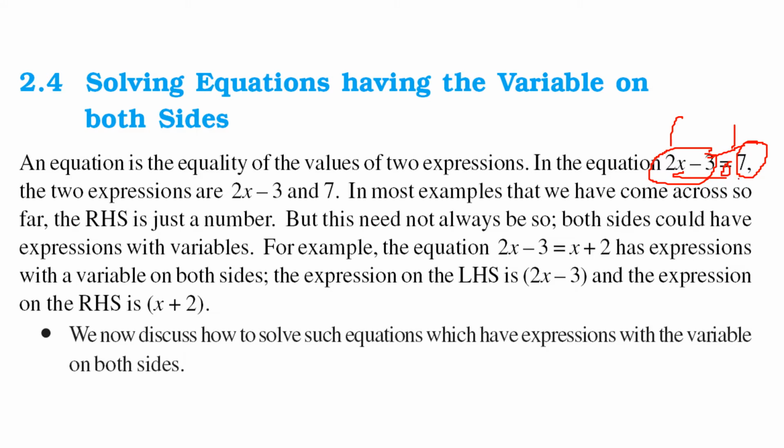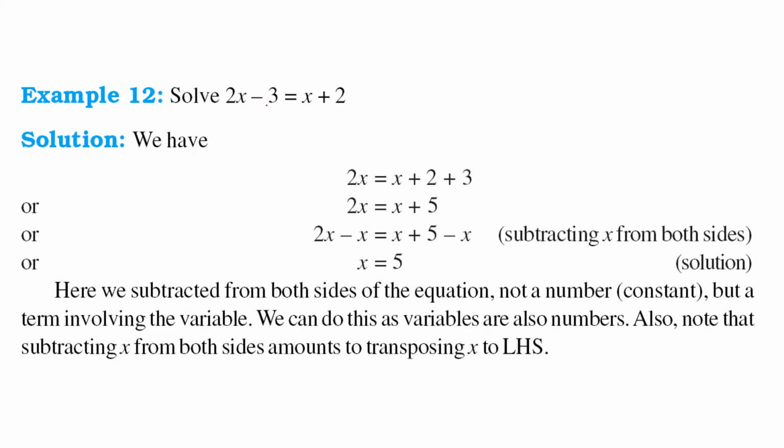But this can be an expression also, like in this example. Here left hand side is an expression, right hand side is also an expression. So the expression on left hand side is this one, right hand side is this one. So let us discuss how to solve such equations which have expression with the variable on both the sides. So we have to solve 2x minus 3 is equal to x plus 2.